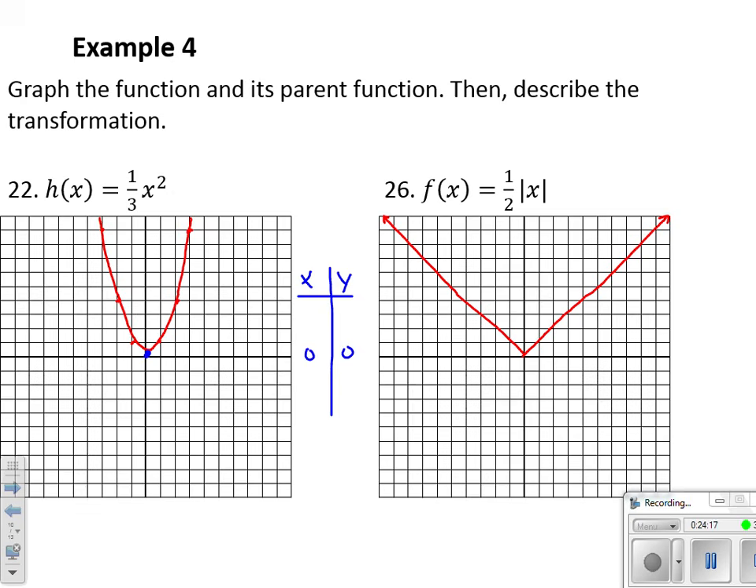If I were to plug in a 1, then I get 1/3 times 1 squared, 1/3. If I plugged in a negative 1, I would get the same result since squaring would get rid of that negative sign in the process. If I plug in a negative 2, 1/3 times 2 squared is 4/3, 1 and 1/3. And I would get the same thing if I had gone in the positive direction to positive 2, again, since the negative is getting washed out by that power.